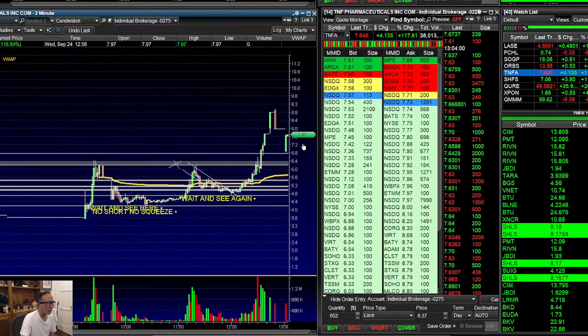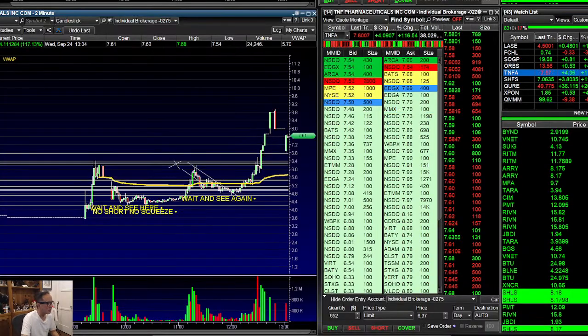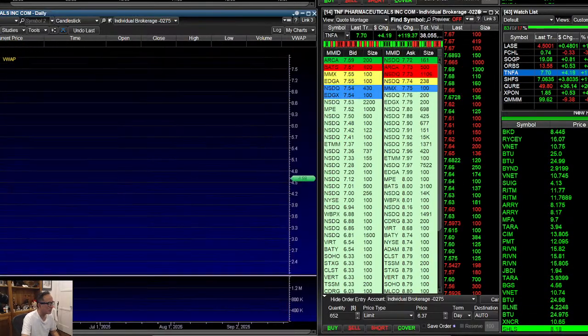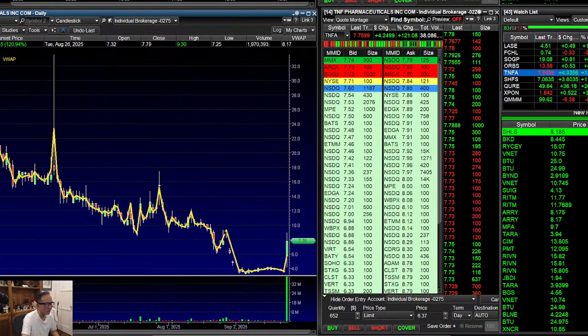When the break $9 go higher. How high can this one go? Let's see. How high can it go? Or how low can it go? Look at it. Almost $10, guys.